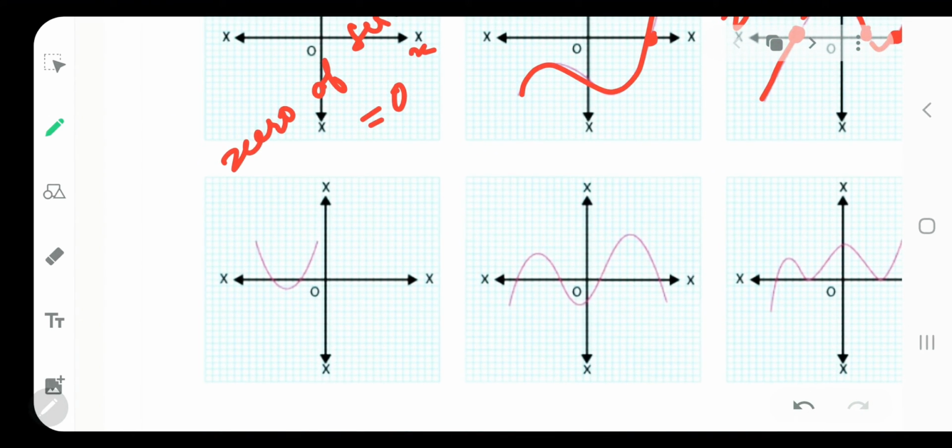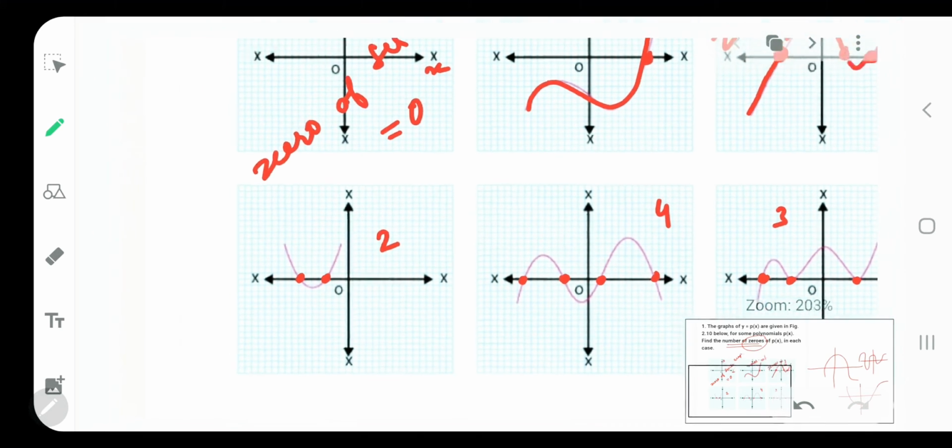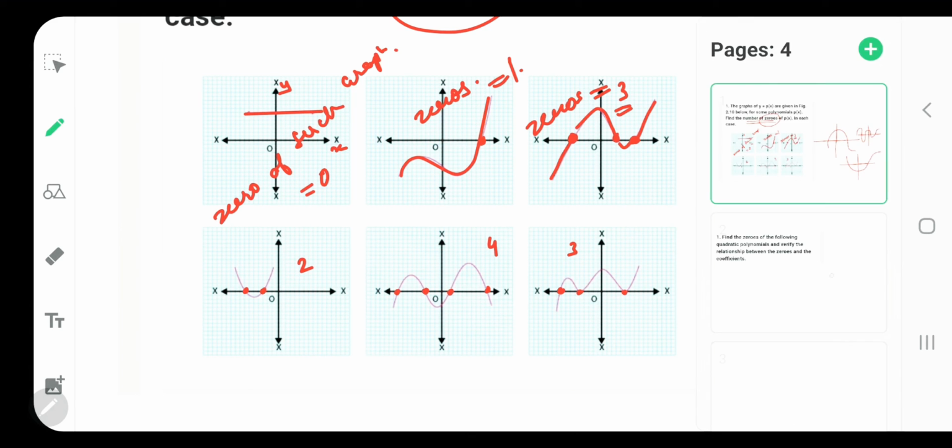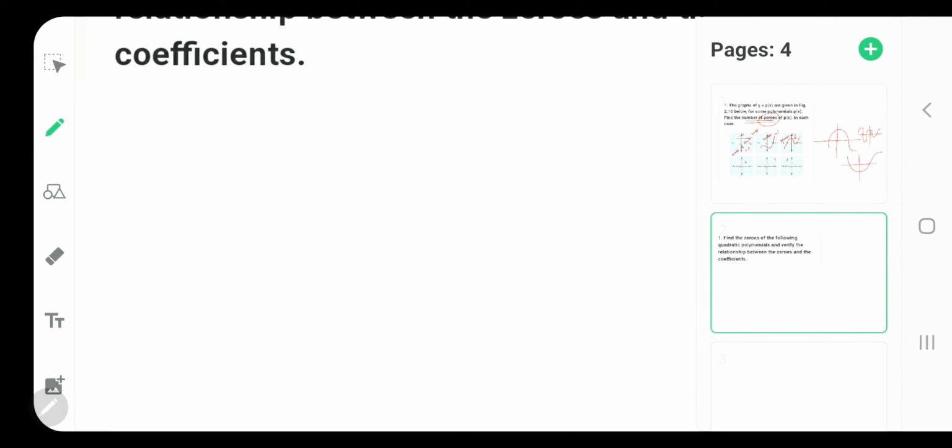Can you see fourth? In this graph, how many zeros will it have? 2. Yes. What about this? 1, 2, 3, 4. Very good. Then what about this? 1, 2, 3. 3. Is that clear? Yes. Perfect. Very good. Next.